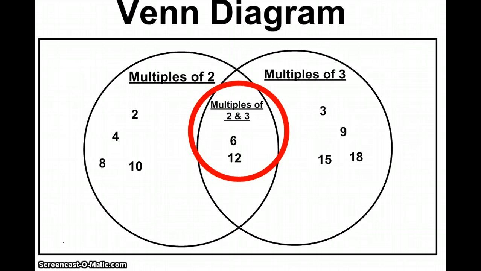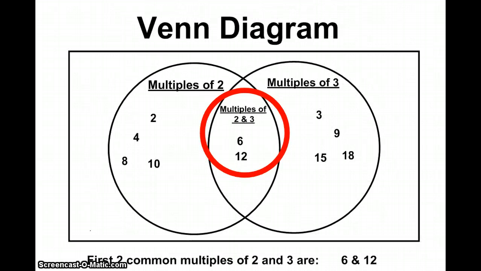So using the second strategy is basically just like using the first strategy of making a list, because we still determine that 6 and 12 are the first 2 common multiples of 2 and 3.